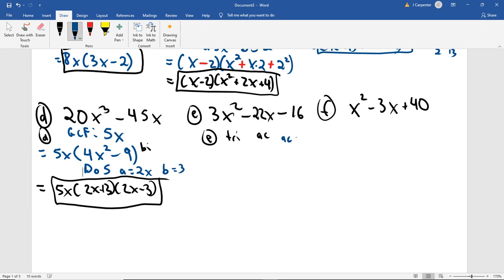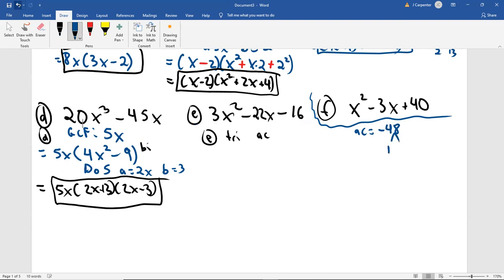So we take our A times our C, which is 3 times negative 16, which is a negative 48. Let me give myself more room. I said I was giving myself all that room. Let me actually put it over here. So again, this is still going to be part of E. A times C is 3 times negative 16, which is negative 48.